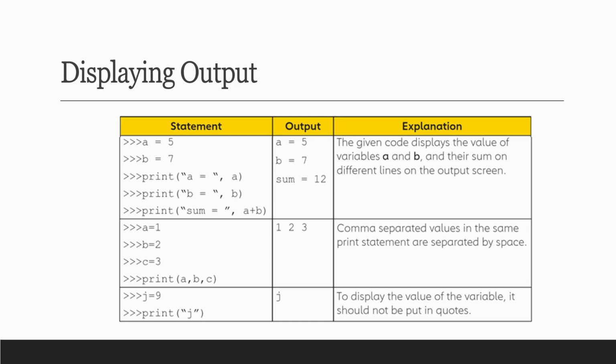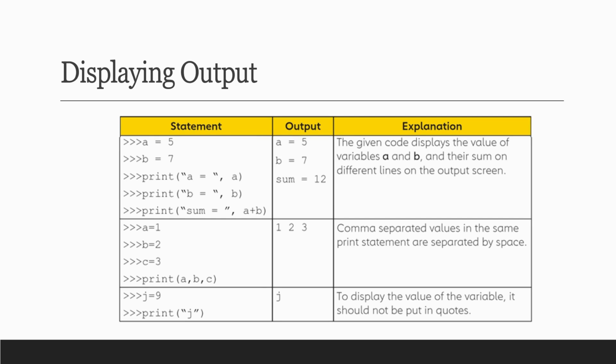The final print statement is print within double quotes sum equal to, comma a plus b. This will calculate the sum of a and b, which equals 12, and display sum equal to 12.